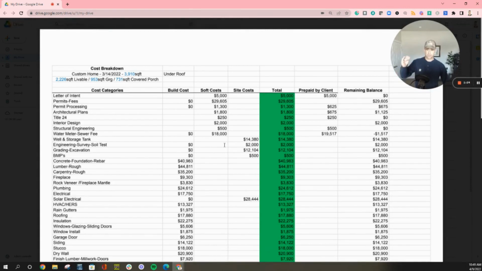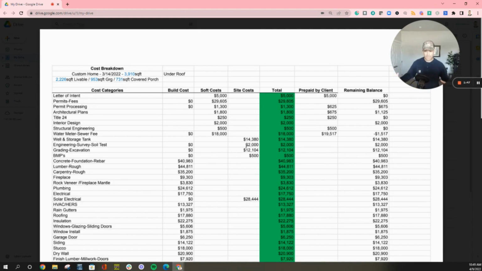So what we're looking at here is you have a build cost column, and you have a soft cost column, which includes plans, permits, fees, Title 24. It includes maybe water meter fees, sewer fees, that sort of thing. Those are going to fall under your soft costs. And then the site costs are things like grading, underground utilities, maybe if you have a long driveway, concrete flat work, or possibly even your asphalt driveway that'd be going in there.